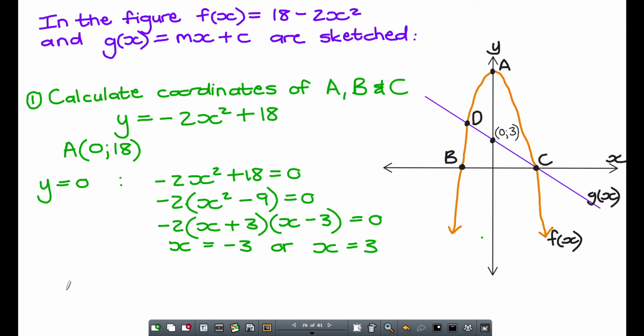So dan kan ek gaan sê, okay, B, and now you've got to be very careful. B is on the left-hand side, so that will obviously be the negative value. So that is where x is minus 3 and y is 0. And then C is where x is a positive 3 and y is 0.